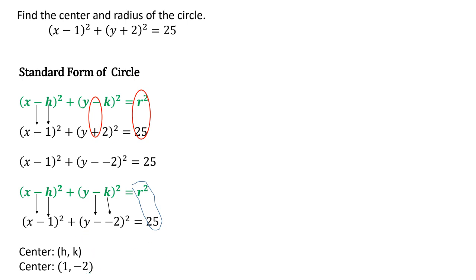And to solve for the radius, we said r squared equals 25. In order to solve for r, I need to take the square root on both sides. So r is going to be 5. So that's our radius, 5.